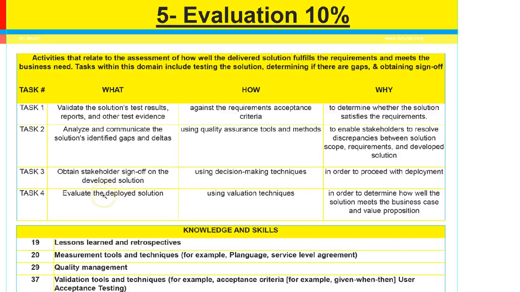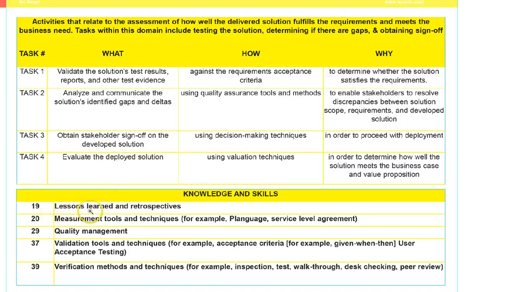The knowledge and skills that are used here are lessons learned and retrospectives. So we can use these lessons for our future projects. Measurement tools and techniques, for example, plan gauge, service level agreement, quality management, validation tools and techniques, example, acceptance criteria, for example given, when, then, user acceptance testing, verification methods and techniques, for example, inspection, test, walkthrough, desk checking, and peer review.